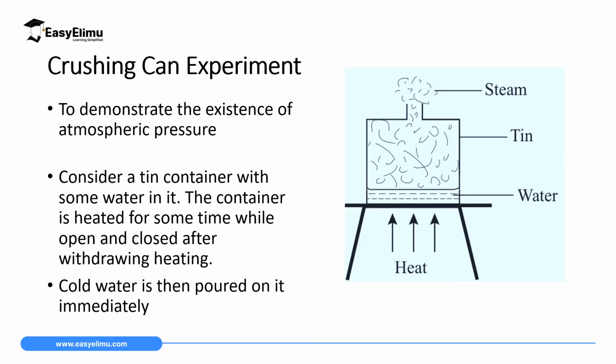In the crashing can experiment, what you need is a can, and then you need some water and a source of heat. So you put the water inside this can, some water, not too much, some water. Let me just indicate using blue. You need some water up to that level, and then you heat.